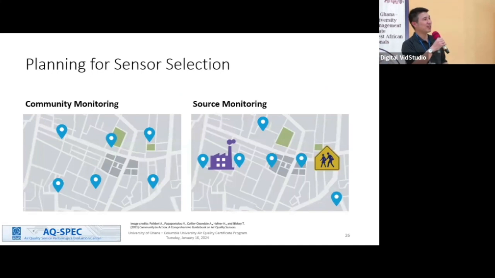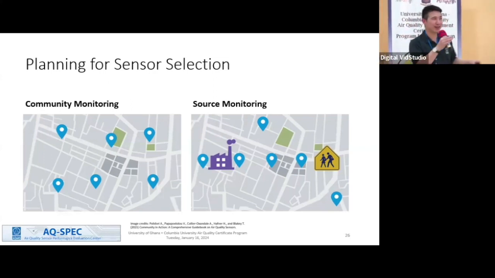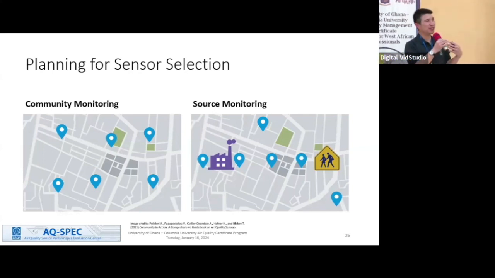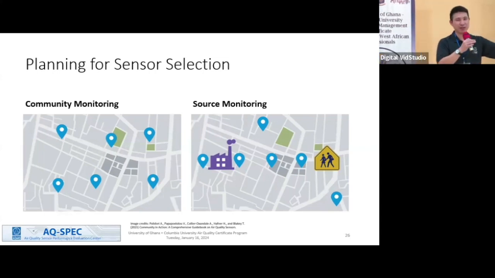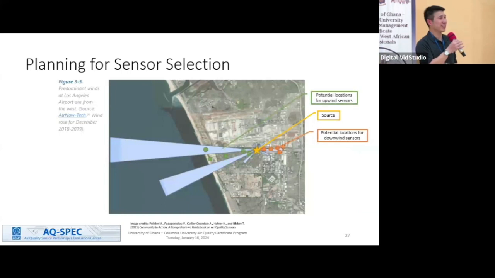And then this is also a graphic to illustrate the thinking about community monitoring versus source monitoring. So if you're just trying to get the information about the air pollution in a community, maybe that's something like a grid or a randomized pattern. But for source, it's very important that you have some kind of measurement upwind, so you know what the air quality is before your source or the suspected source, and then several measurements downwind of it, so you can quantify what the impact of that source is. I'm going to skip through that. That's just the Los Angeles airport.